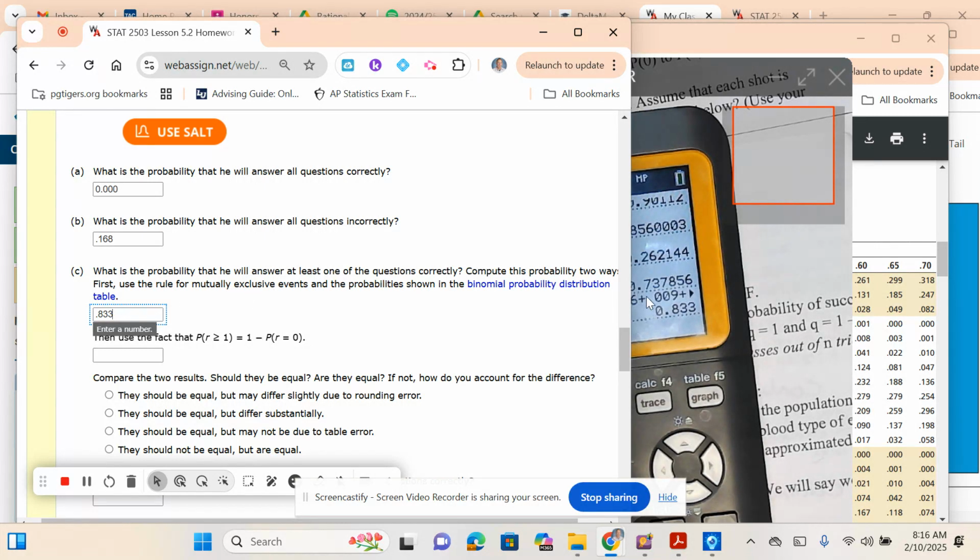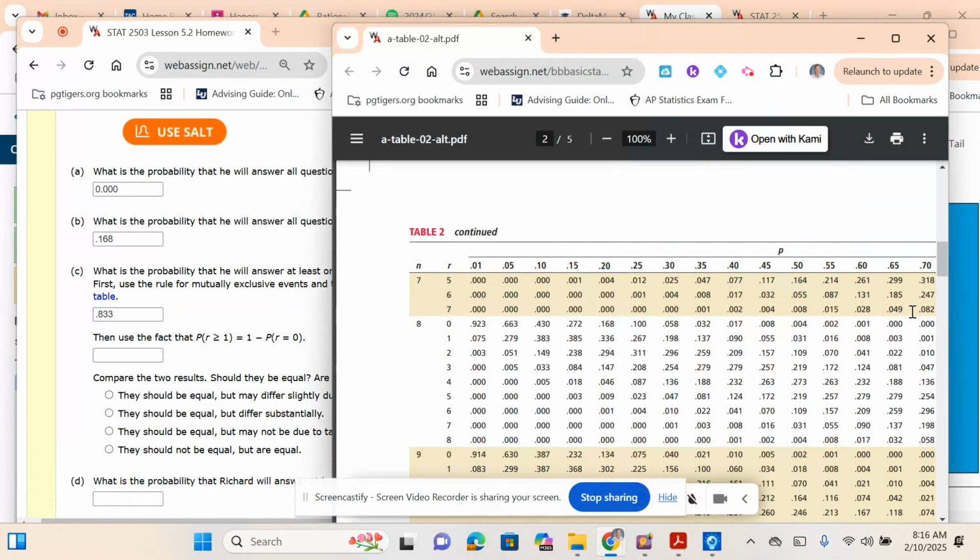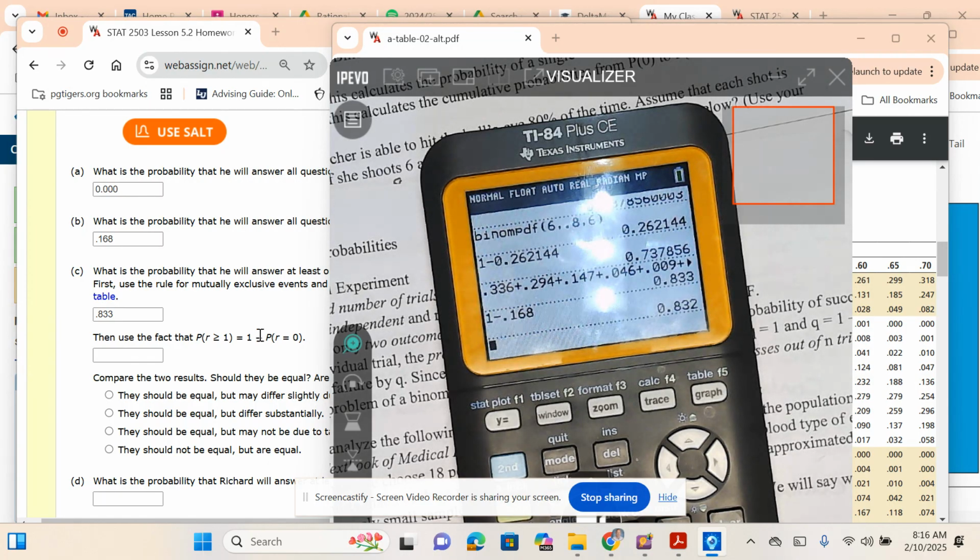All right. Now, use the fact that P of R, that R is greater than or equal to 1, is 1 minus P of R equals 0. So on this one, I'm going to find the n, 8. I'm going to find the probability, 0.2, and I'm going to do 1 minus 0.168. So 1 minus 0.168 is 0.832.